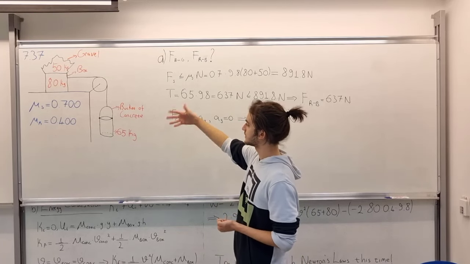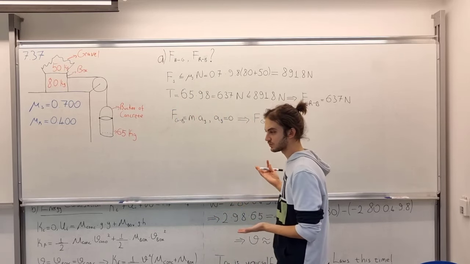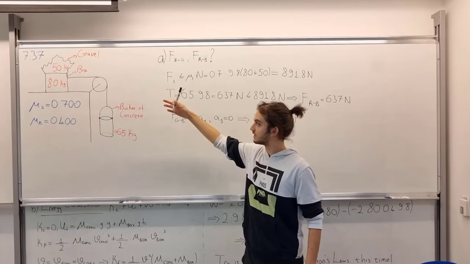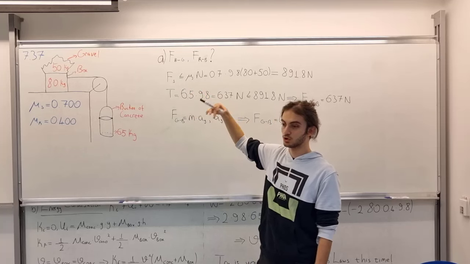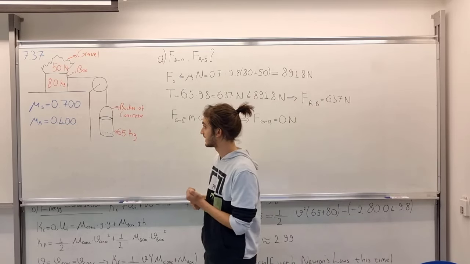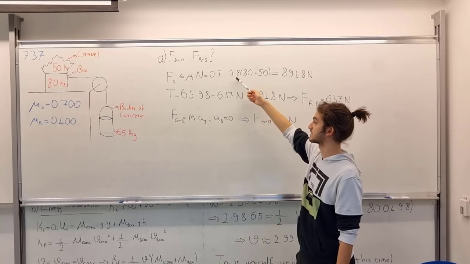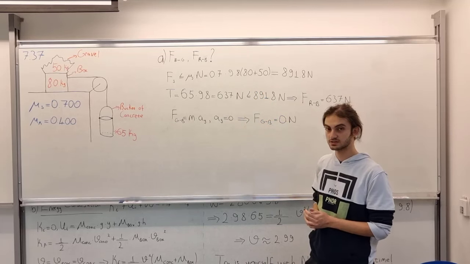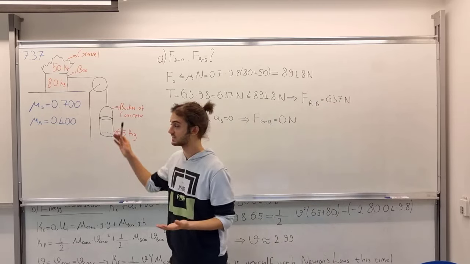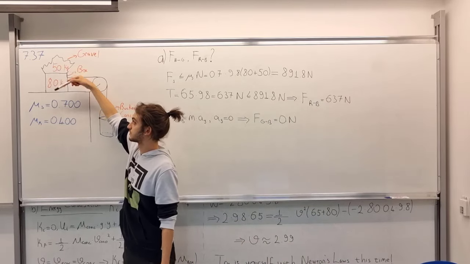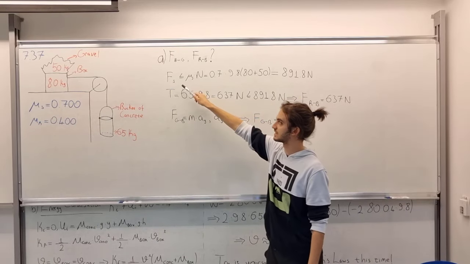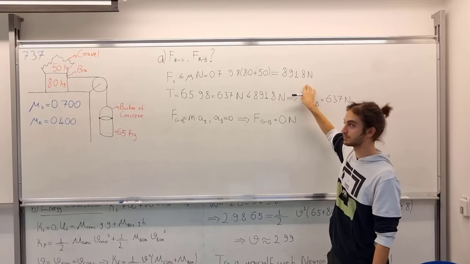So we need to find the friction force, but how can we? The friction force's formula is as given here. The static friction force, F_s, is always less than or equal to mu_s, the coefficient of static friction, times the normal force. So we have mu_s as 0.7 times 9.8. I took the gravitational acceleration as 9.8 because that's how we take it in this university physics book. Times the normal force, which is equal to the weight of these two objects combined. So 50 plus 80 times 9.8, as you can guess. That makes the static friction force's limit 891.8 newtons.